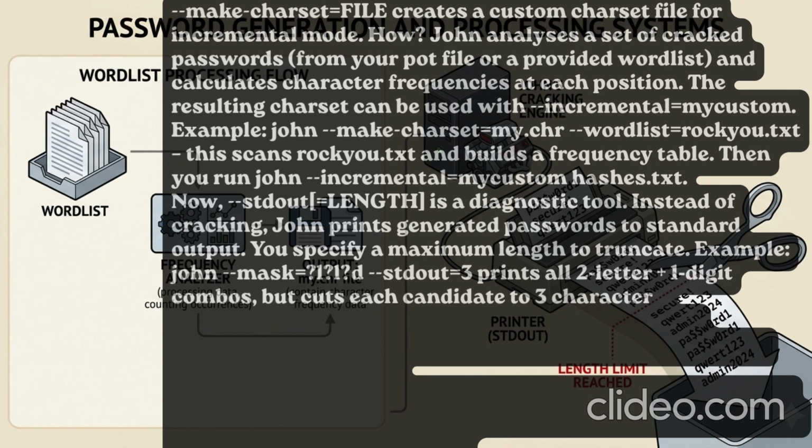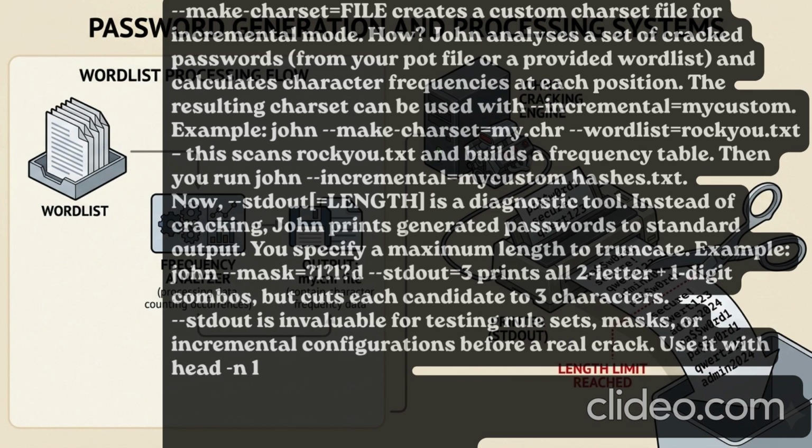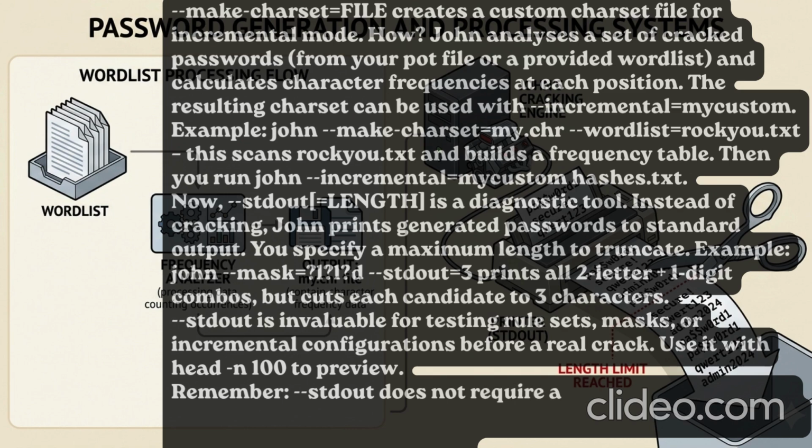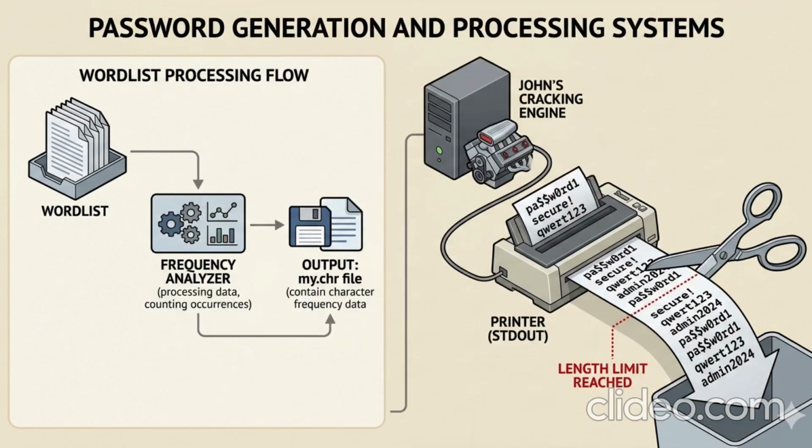--stdout is even invaluable for testing rule sets, masks, and incremental configuration. Before a real crack, use it with head -n 100 to preview. Remember, --stdout does not require a password file. You can run john --wordlist=test.txt --rules=best64 --stdout and pipe it to aircrack-ng, piping into other tools.